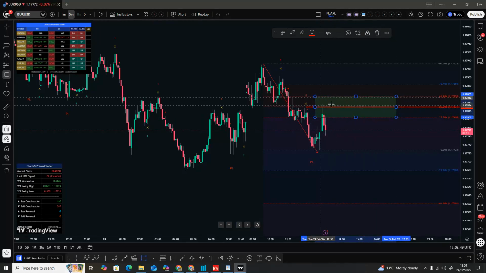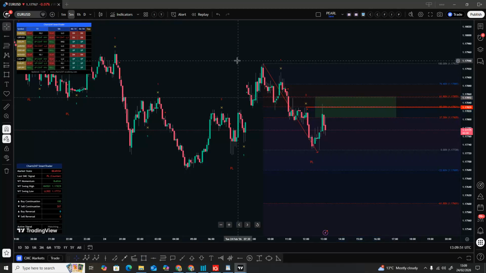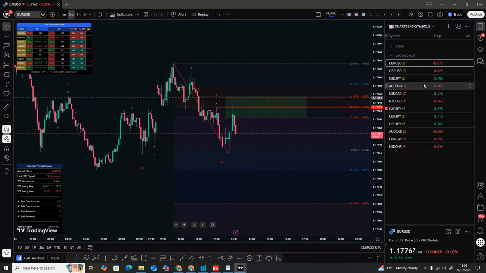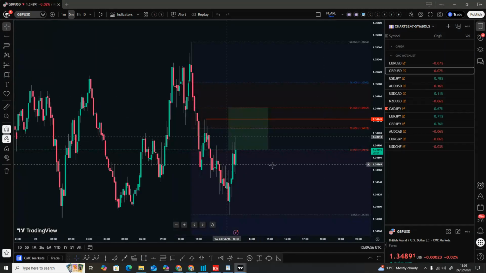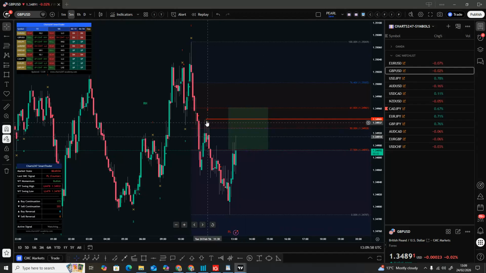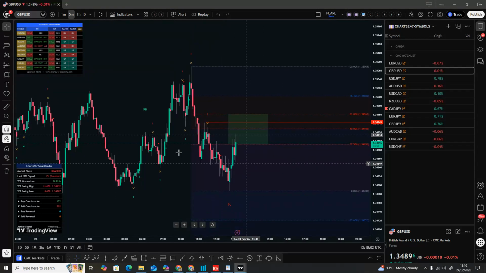This pattern is showing up in the pound dollar as well. So let's see the pound dollar. Okay, you see that invalidation is there. This one hasn't been touched. If I have one choice between the euro and the pound, I'll take the pound because the invalidation has not been touched. We're coming into the zone now. This is sell ready. Price has given us a pullback low. The market state is bearish.